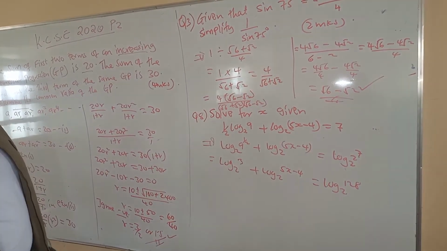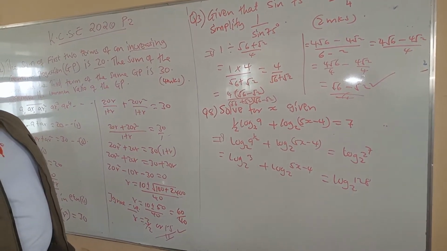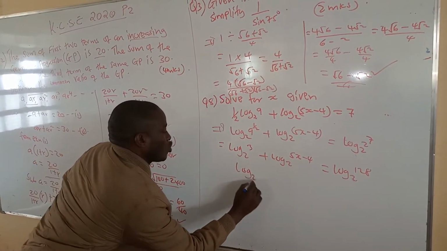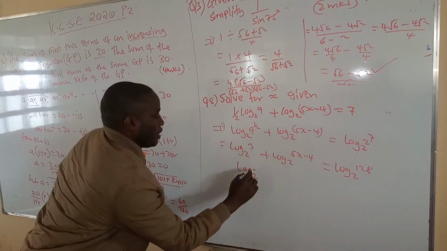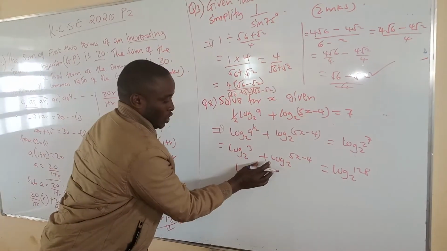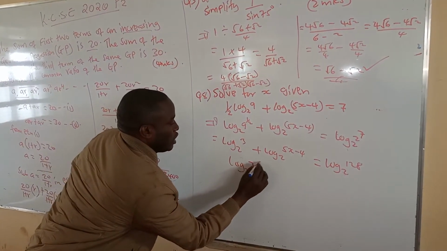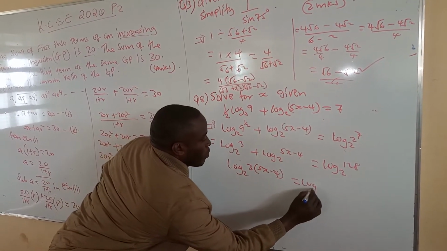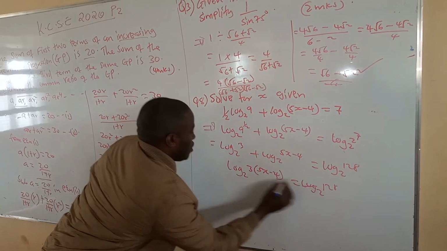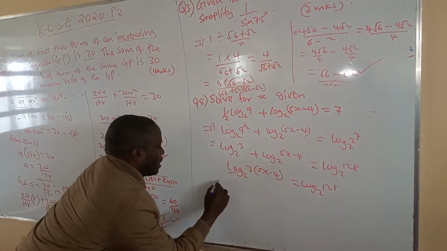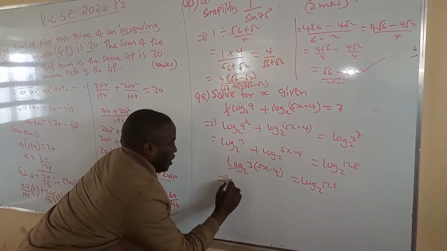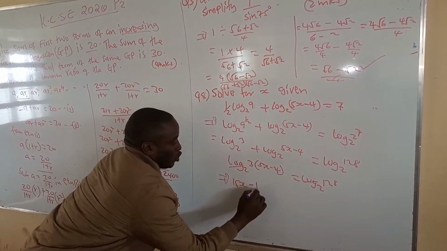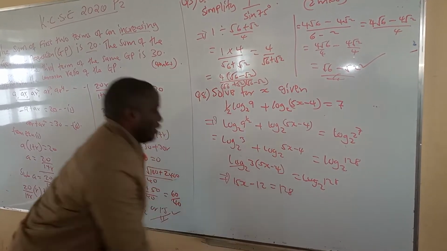Now we use the laws of logarithm. We know that this is an addition, and therefore it's the same as log base 2 of a multiplication. We change it to multiplication, so it is 3 into 5x minus 4, which is equal to log base 2 of 128. This log base 2 goes. So we open the bracket, it implies that this is 15x minus 12 equals 128.